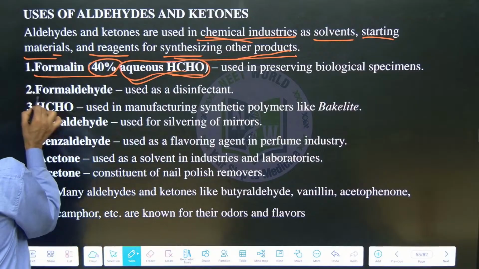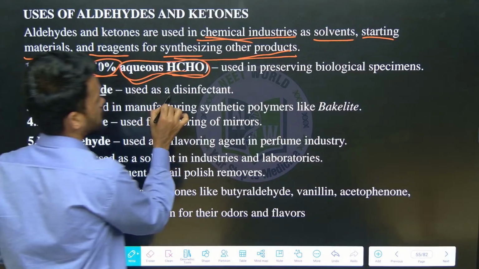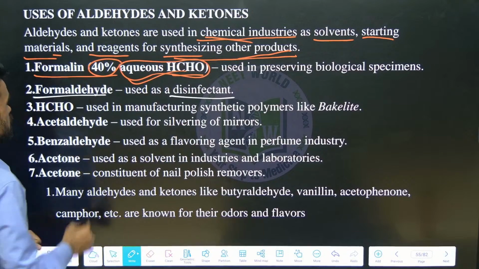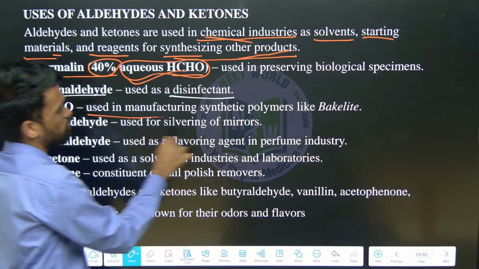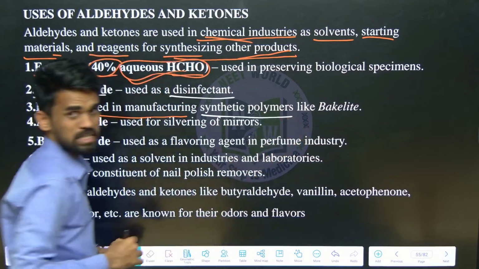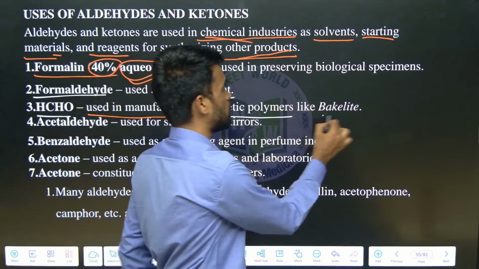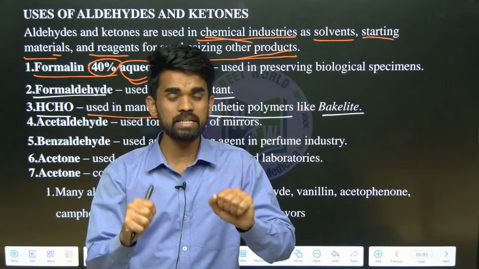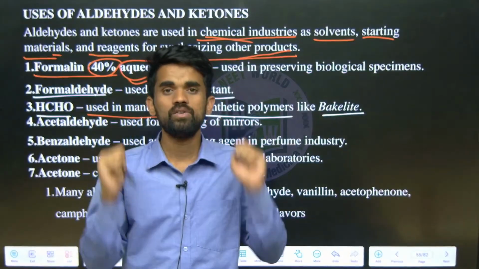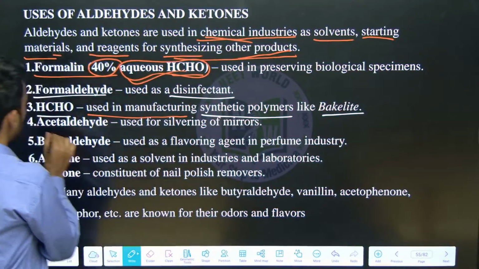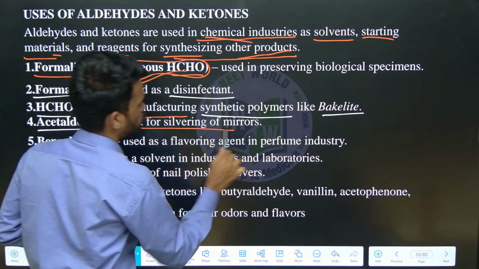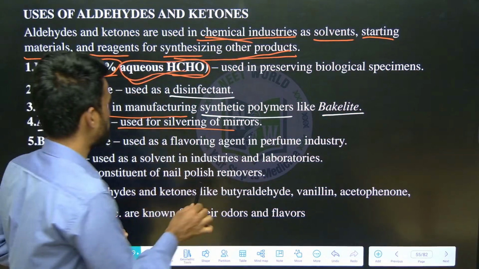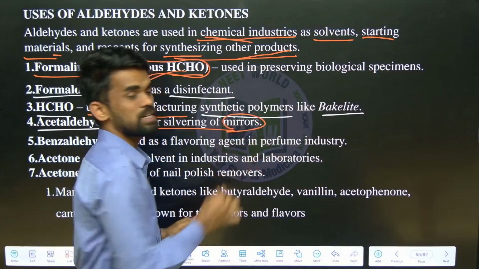Formaldehyde is also used as a disinfectant. It is used in the manufacturing of synthetic polymers like bakelite, which is a polymer of phenol plus formaldehyde. Next, acetaldehyde is used for silvering of mirrors.